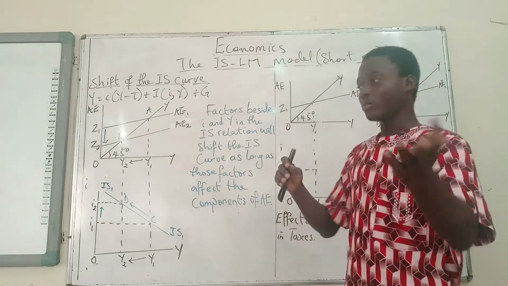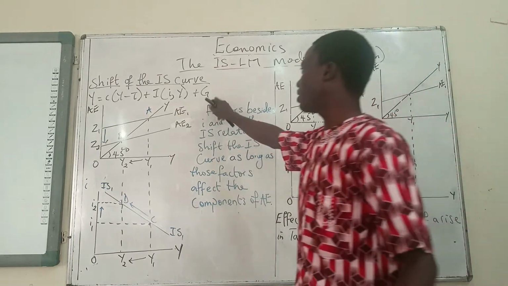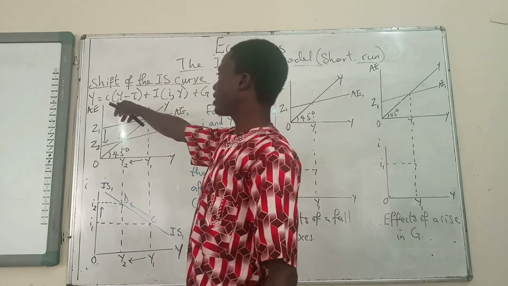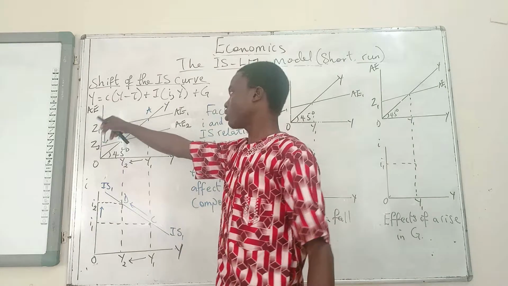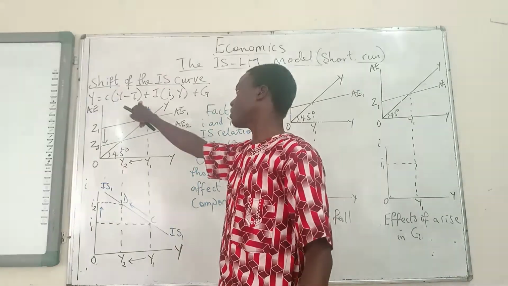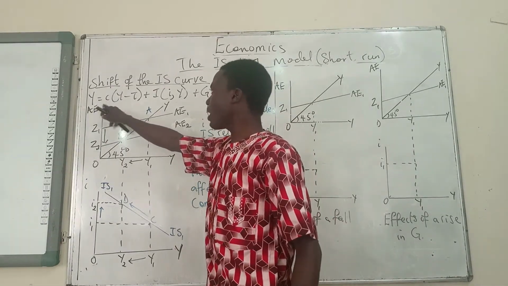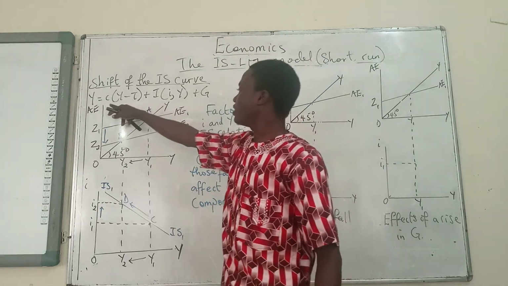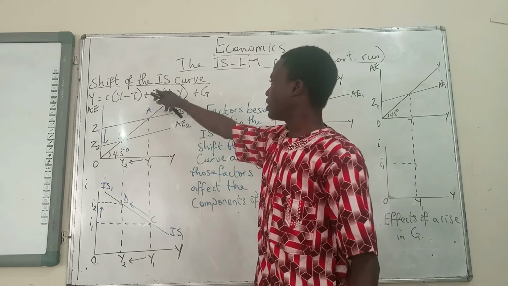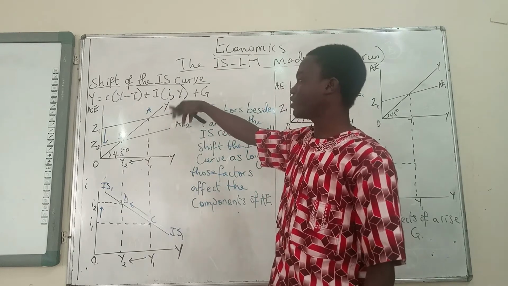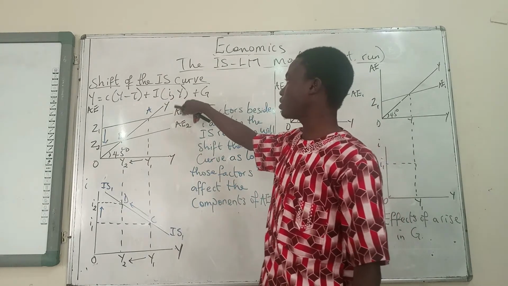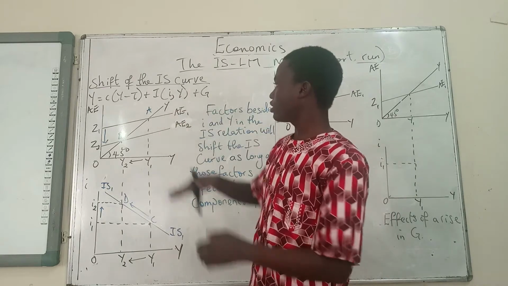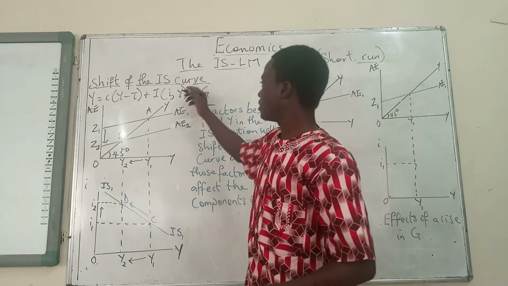Whatever is going to shift the IS curve has to be something that is outside that particular IS graph. Before some people get lost, we have this IS relation: Y equals C(Y minus T), consumption as a function of disposable income, plus investment. Investment is a function of interest rate and national output.